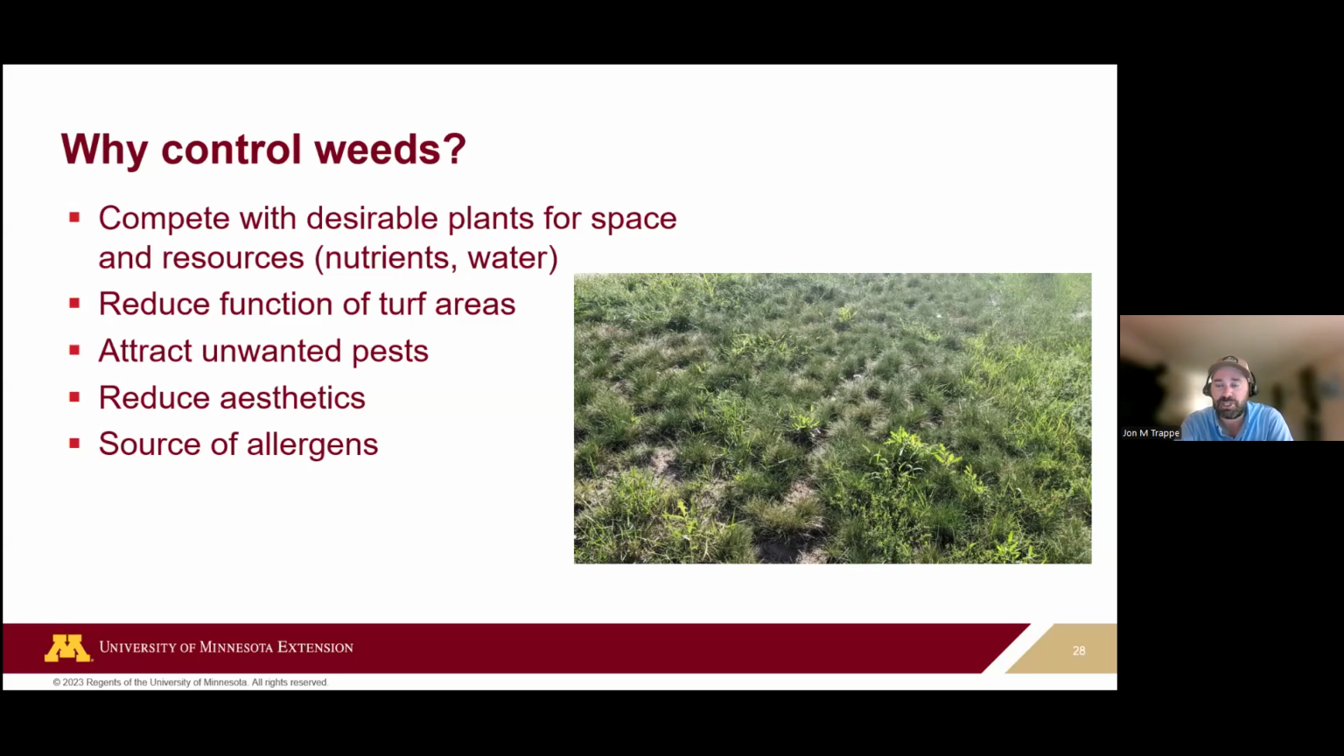In some cases, weeds reduce the function of turfgrass areas. So if you've got three kids and a golden retriever, and that yard is being used quite a bit, then having more weeds in that lawn is going to change how safe it is or how much it can tolerate the traffic of those kids and that dog. We also control weeds for reducing the amount of unwanted pests in a given area.